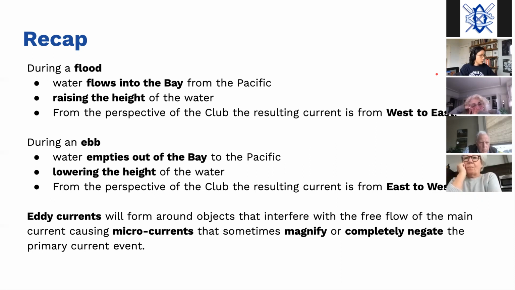And as far as the cove is concerned, and other areas along the shoreline, eddy currents will form around objects that interfere with that main flow and cause microcurrents that sometimes magnify the current, or sometimes completely negate the primary current and can sometimes push you backwards in a way that you weren't expecting.